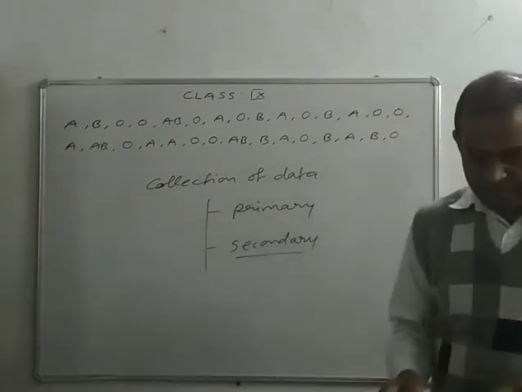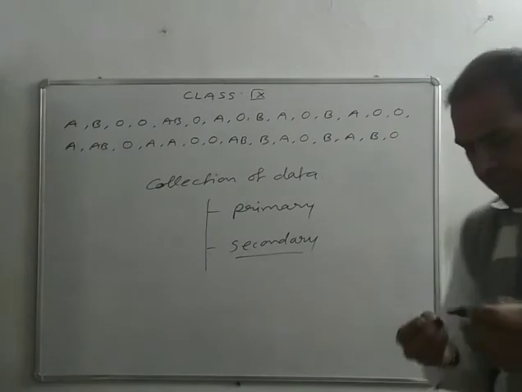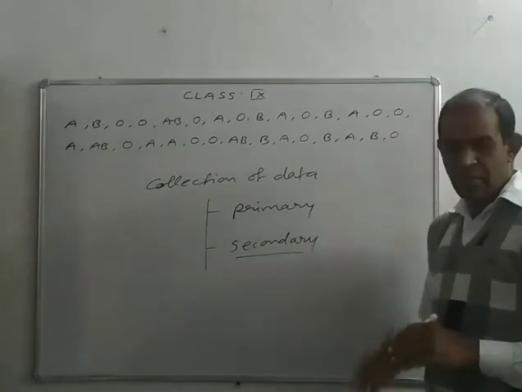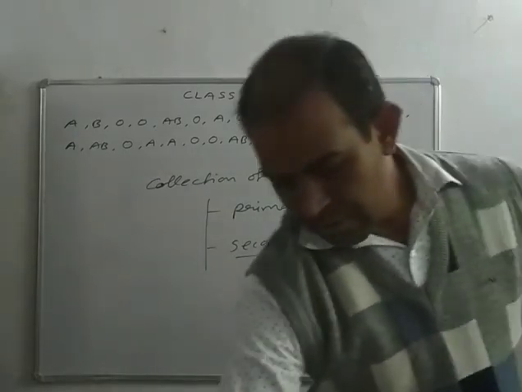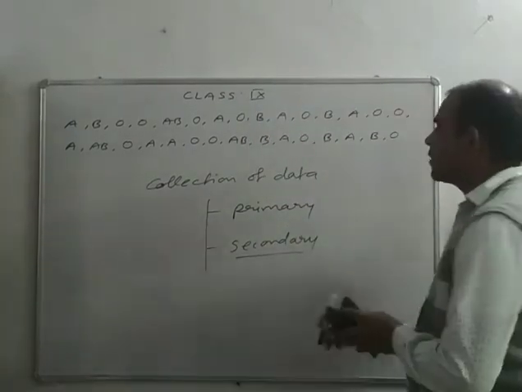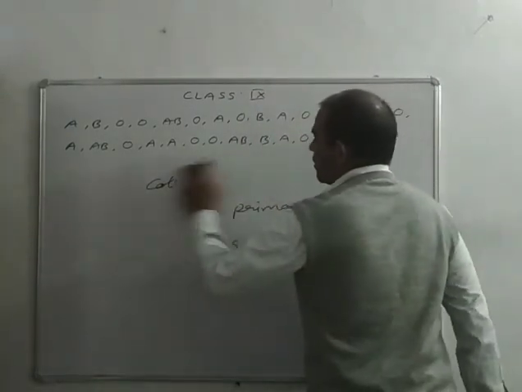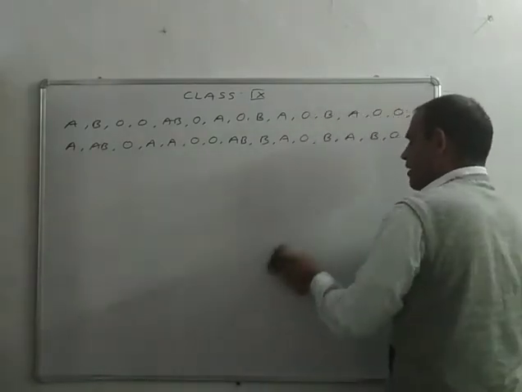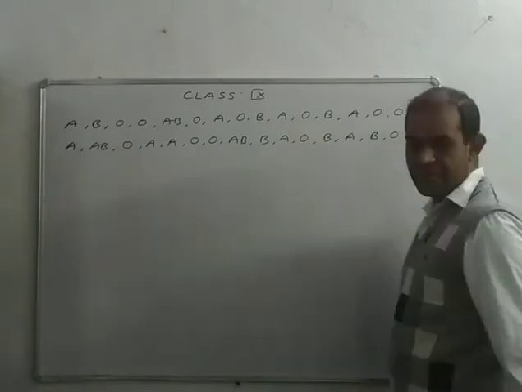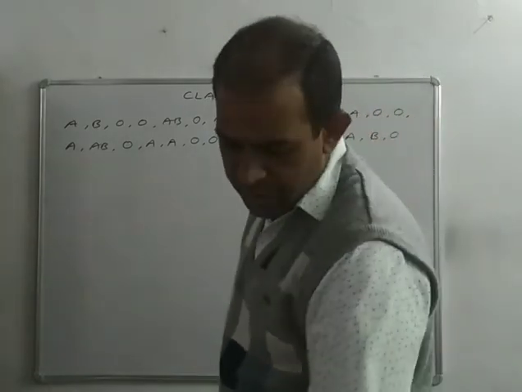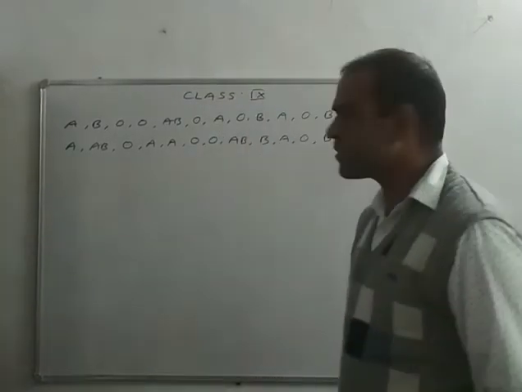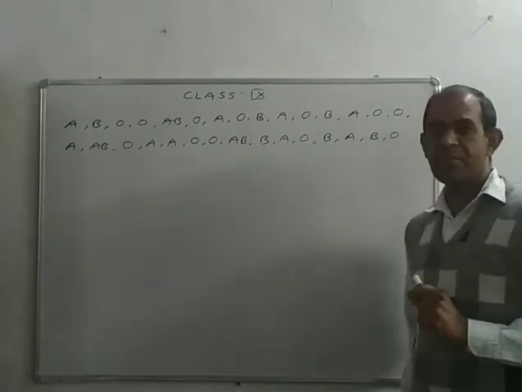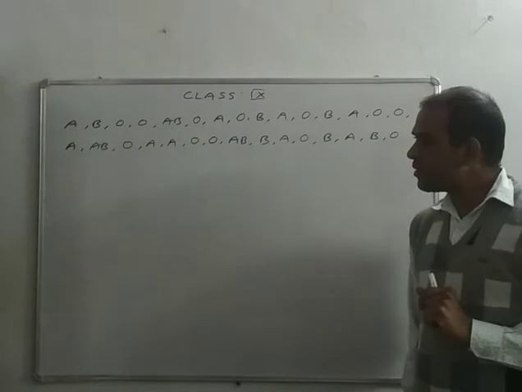After the collection, the data is required for organizing. In the organization, for the tabular presentation in class 9, there are two types of tabular presentation: frequency distribution table and grouped frequency distribution table. Our first question is related to the frequency distribution table.